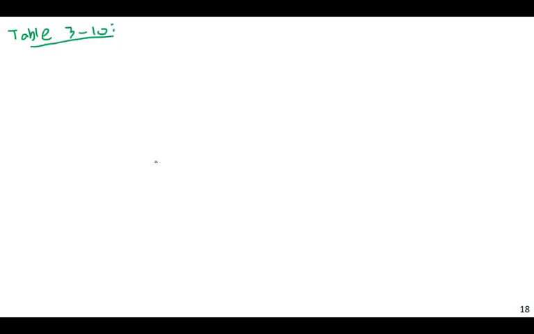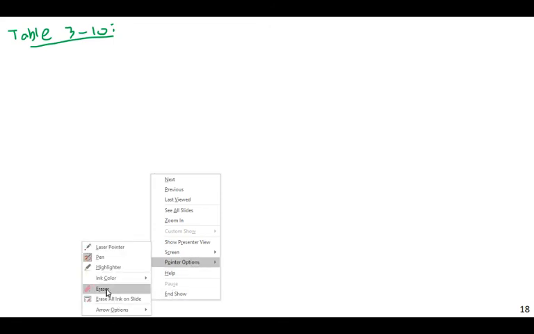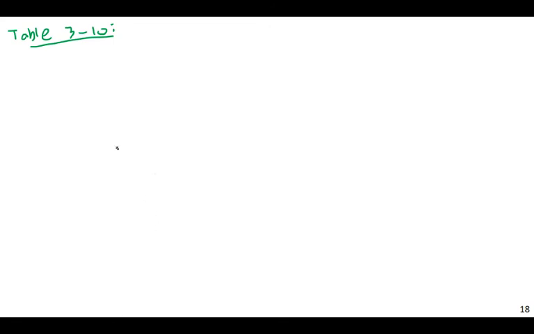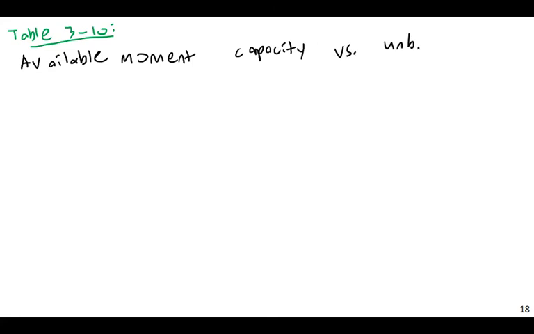Table 3-10, what is this? This is the available moment capacity as a function of unbraced length, but plotted for each beam. Basically, this is a great big graph, but fitted onto a series of pages. It's basically one continuous graph, one very tall graph, really. This is the available moment capacity versus unbraced length.